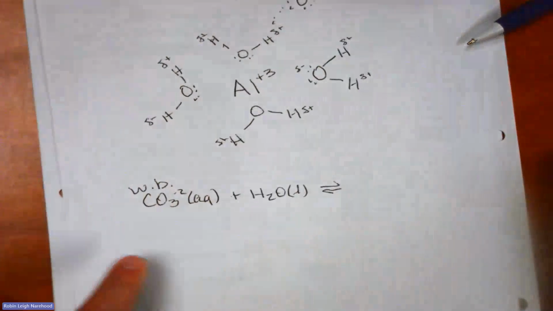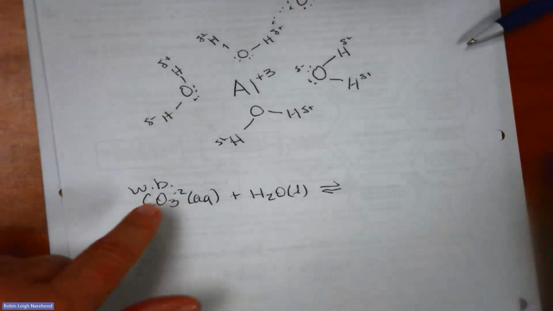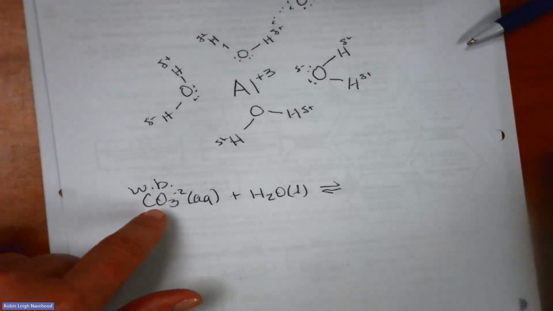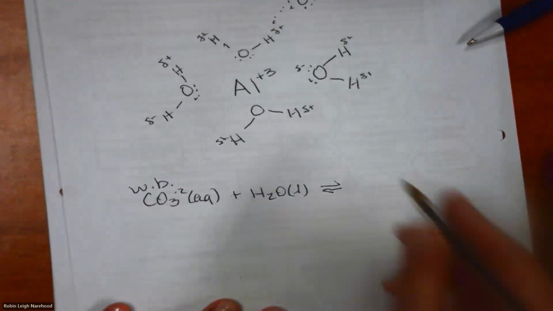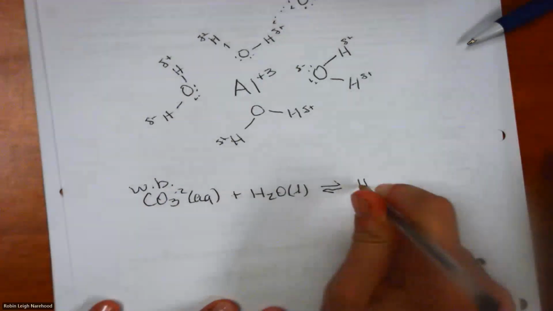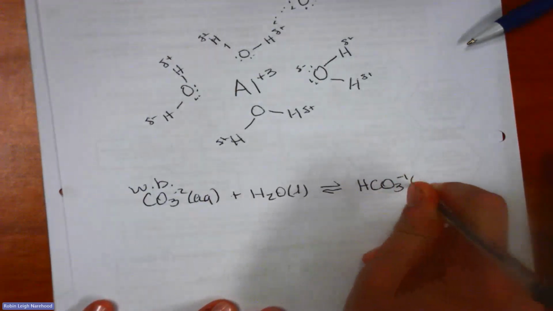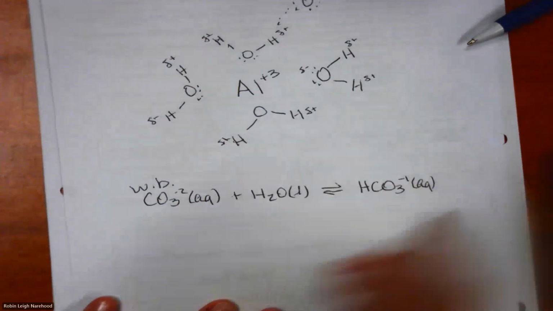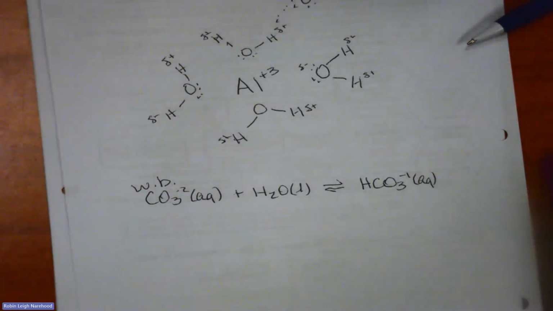WB for weak base. A weak base will accept a hydrogen. So if carbonate accepts a hydrogen, what does its formula become? HCO3 -1. That's what happens to the carbonate. Where does it get the hydrogen from?